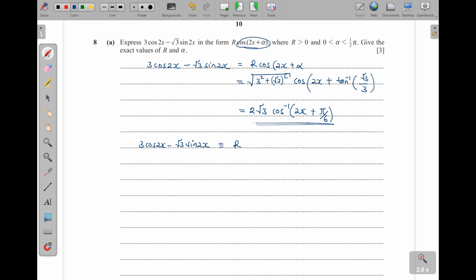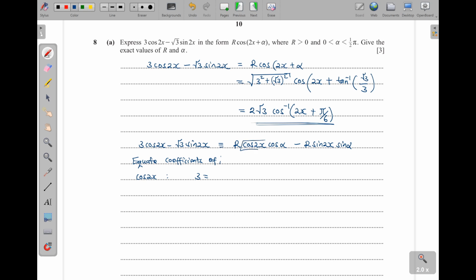When you expand this using the double angle formula, you are going to have cosine of 2x, then cos alpha, then minus r sine 2x sine alpha, okay? Now we equate coefficients. The coefficients of cos 2x, here it is a 3, so I'll write a 3.